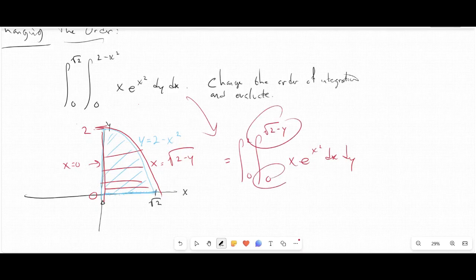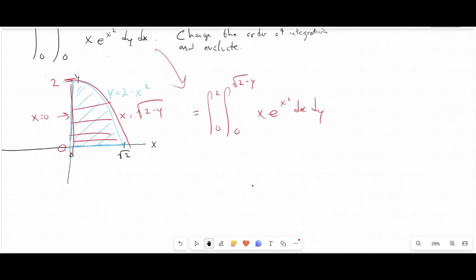Look how different the bounds look. They're not exactly the same. It can be tricky sometimes to work out this other order. But now that we can do a u substitution, this is 0 to 2. I need a factor of 2, so I take out a 1/2 to put in a 2, and I get e to the x squared from 0 to root 2 minus y dy. Everybody see that?